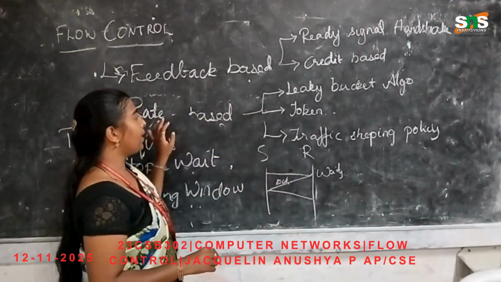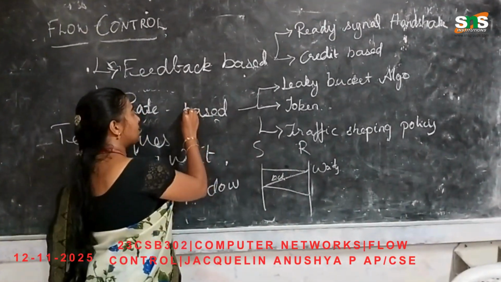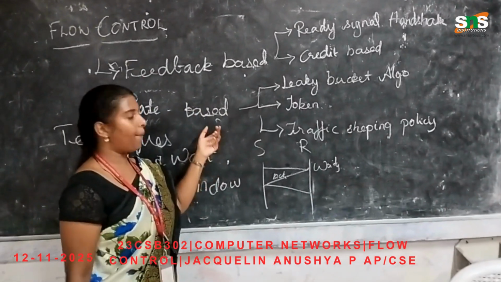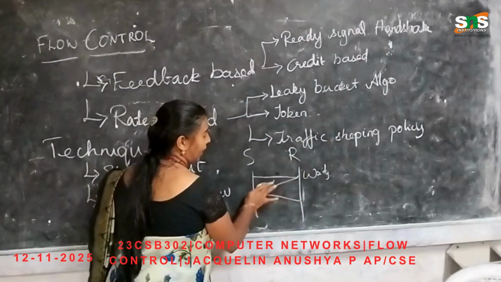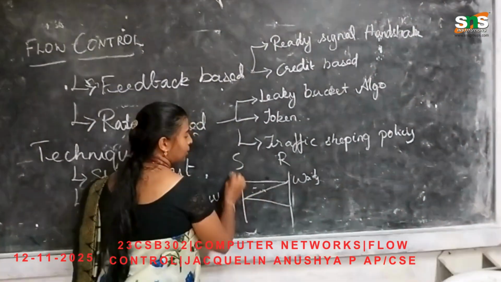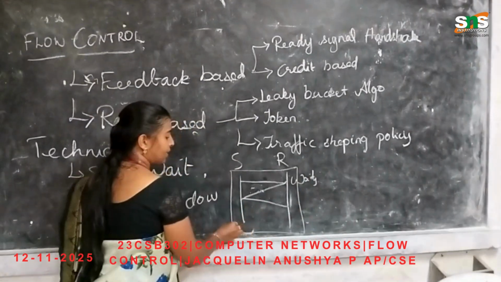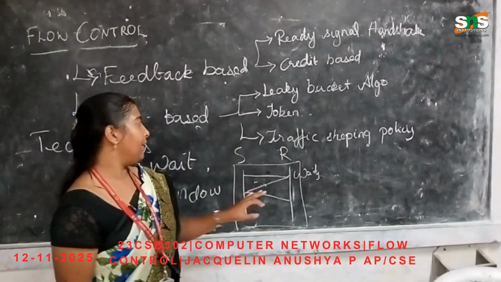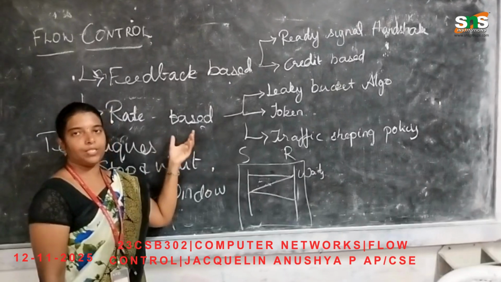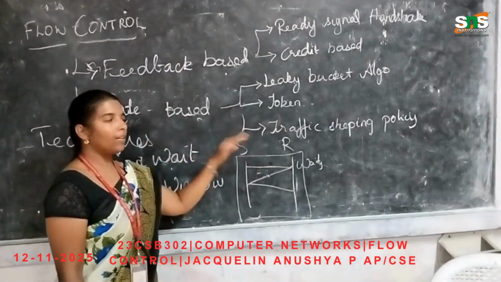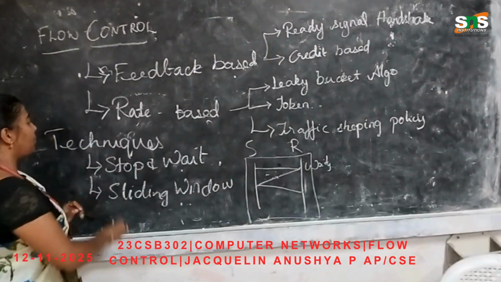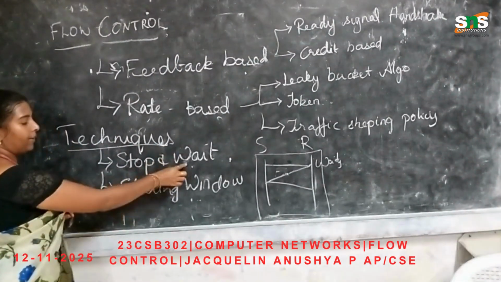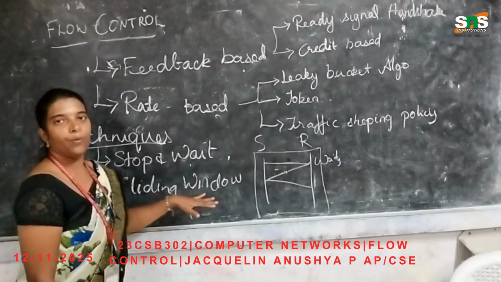Next is rate based flow control. In rate based flow control, it sends the messages simultaneously, and only at the end does the window acknowledge that the message has been sent completely. So in rate based flow control the messages are sent continuously. Here we have techniques known as stop and wait, and sliding window.